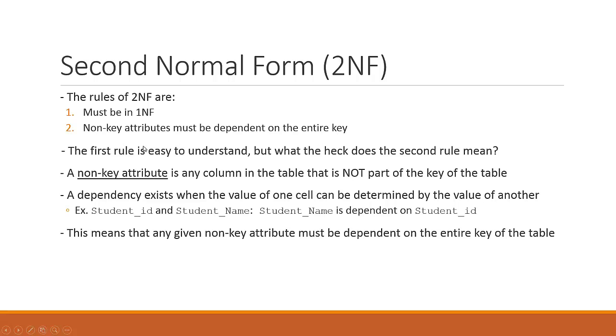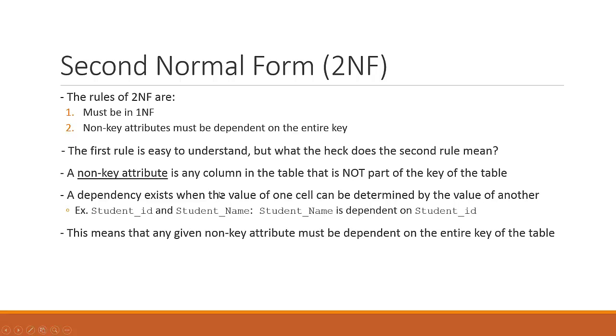Now that you understand what a non-key attribute is, we can dive into what the rest of this means. Let's talk about dependency. A dependency exists when the value of one cell can be determined by the value of another. It sounds a bit complicated, but it's actually quite simple to understand. For example, we have student ID and student name. Student name is dependent on student ID. So any given non-key attribute must be dependent on the entire key of the table.